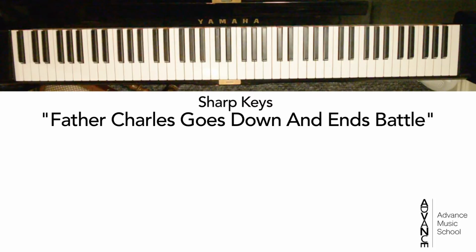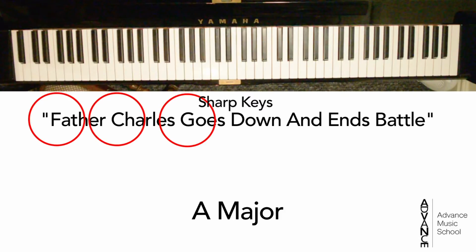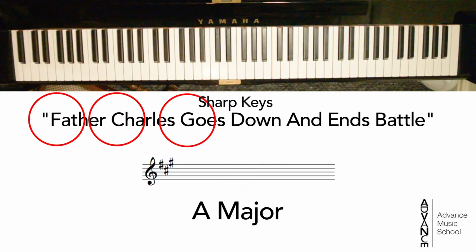This method will also work if you have the name of the key, but not which sharps it has. If you want to find how many sharps A major has, you need to go through the process backwards. So we go down 1 in the alphabet, which takes us to G. Then count through the rhyme to G. So we have F sharp for father, C sharp for Charles, G sharp for goes. So A major has 3 sharps, which are F sharp, C sharp, and G sharp.